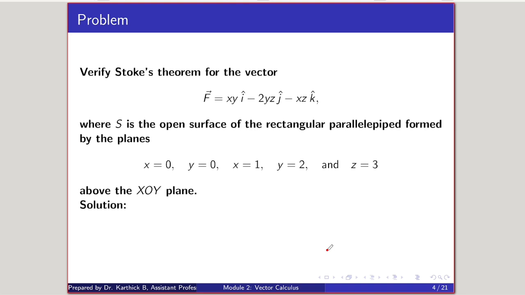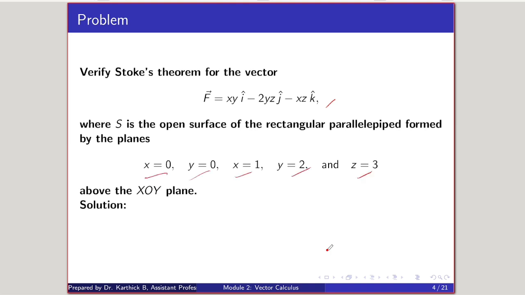Here is our F vector. While doing a problem with Stokes theorem, definitely one of the surfaces will be kept open. If I'm giving a cube, cuboid or parallelepiped, definitely one of the surfaces should be open. If it is open, we can deal with only Stokes theorem. If it is closed, we can go for Gauss divergence theorem. So clearly they have mentioned that S is the open surface of a rectangular parallelepiped formed by the planes. They have given the planes with this formation.